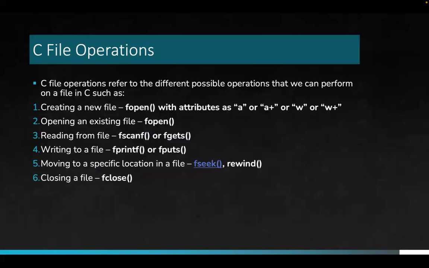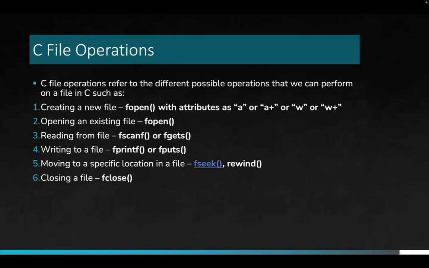An existing file can be used with fopen. This function is used by just passing the file name in it, and you are able to open the file and read the content from it. Now, reading from the file is done with fscanf and fgets. These are the two functions which help us read the information from the file. Next, writing information to the file is done with fprintf and fputs. These are the two functions which will help you write the content into the file.